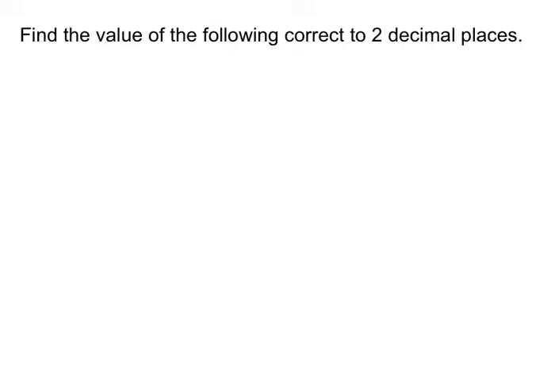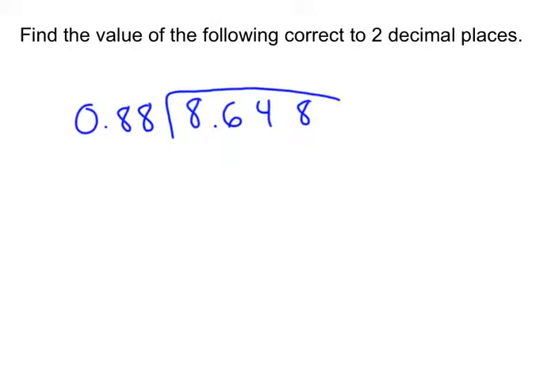Hello, fifth graders. We're going to review how to divide a decimal by another decimal by taking a look at an example problem. We're going to divide 8.648 by 0.88, and we want to find the value of this problem correct to two decimal places.